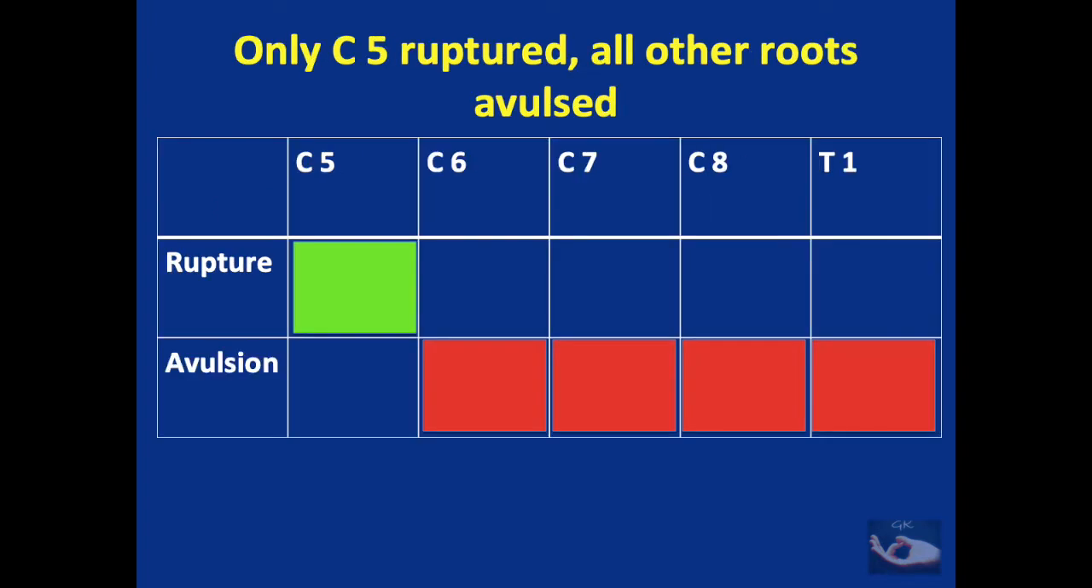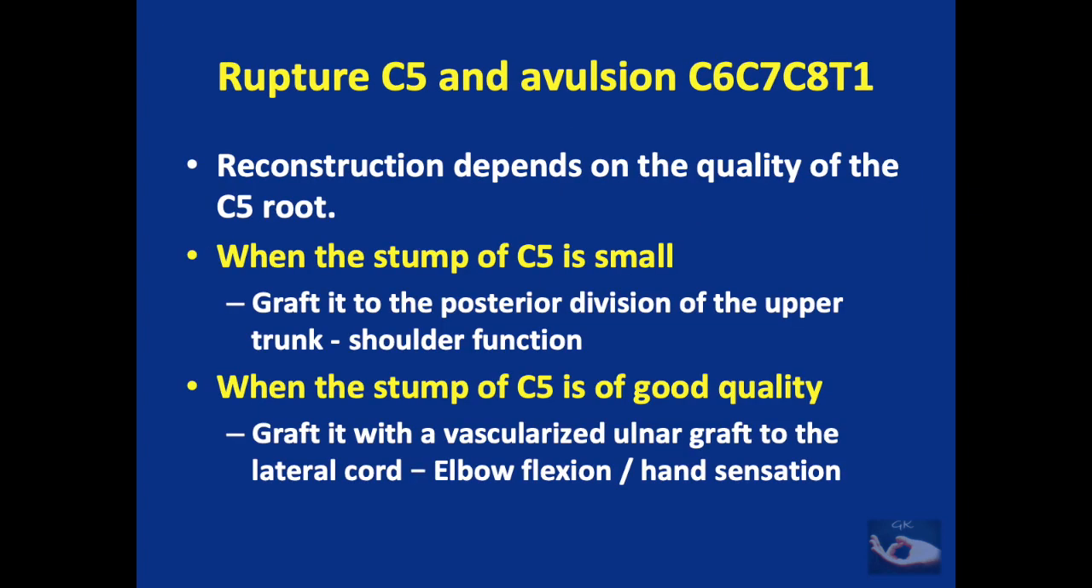When one root is available, usually the C5, the protocols are as follows. The quality of the available root must be assessed. All the reconstruction depends on the quality of this root. When the stump is very small, it can be grafted to the posterior division of the upper trunk to achieve shoulder function. When the stump of the C5 is of good quality, it can be grafted to the lateral cord to achieve both elbow flexion and hand sensation.